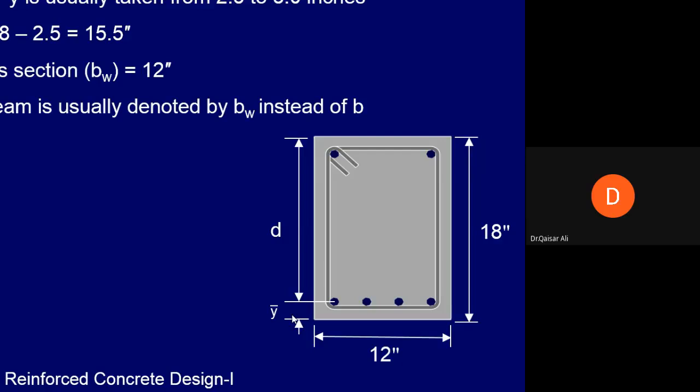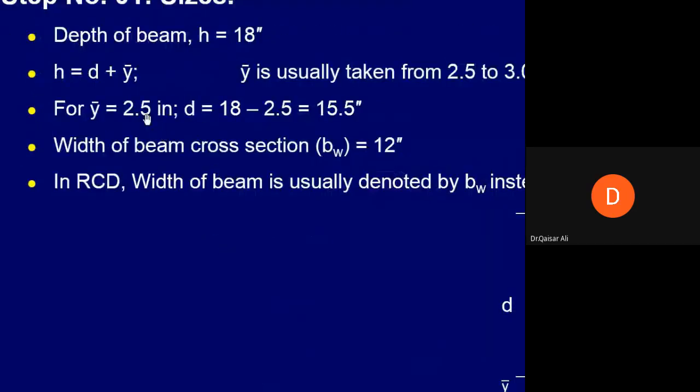and it will give us Y bar. Let's say if we assume that the bar is 1 inch in the beginning. So now it will be number 8 bar. And in case of number 8 bar, it will be 1.5 plus 3 by 8 plus 0.5 inch, 2.375. And D will be 15.625.